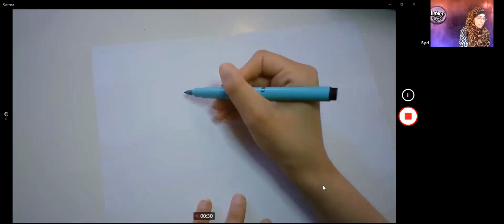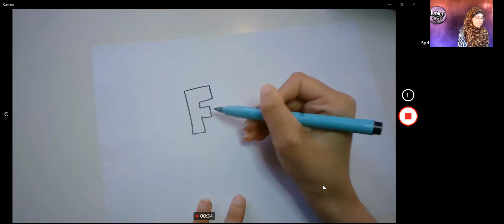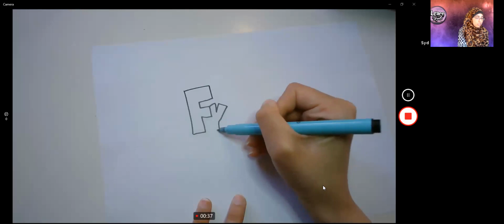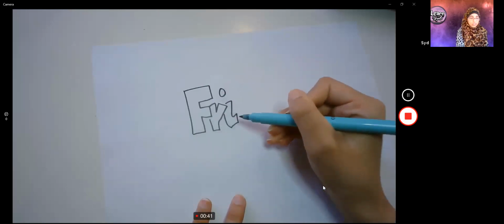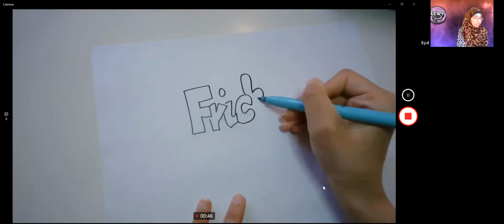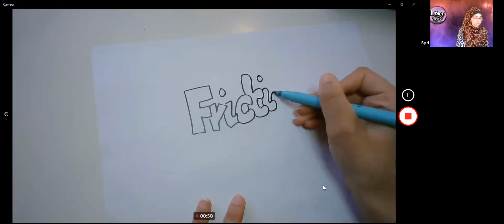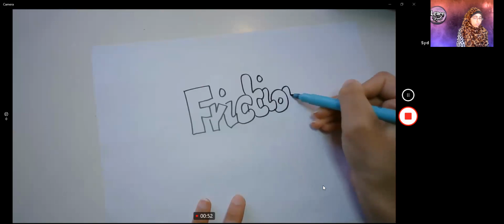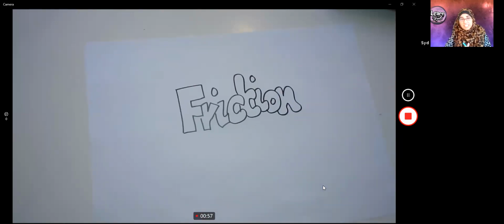Okay, so this is going to be our friction session. So we're going to start off by writing a title in the middle. We're going to write friction, big letters, fill it all in. And we're going to see what we learned today. So let's write friction.